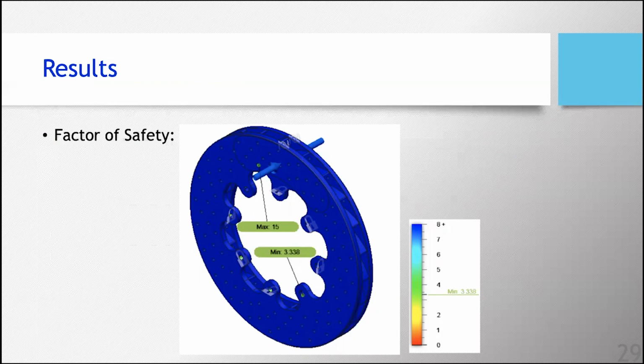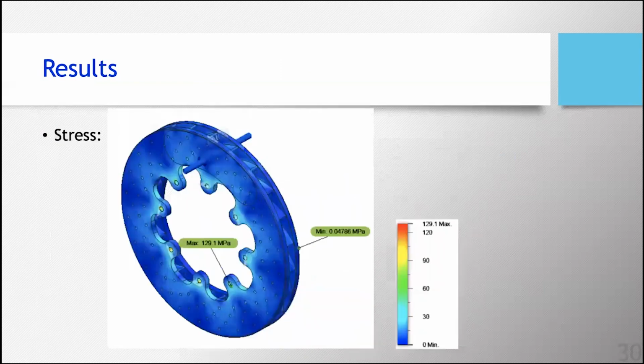This is the factor of safety. There is a minimum factor of safety of 3.38 and a maximum factor of safety of 15. And the stresses are distributed likewise. Here we can see the bolt holes are the major stress points, but in reality that might not be true, because we are not going to lock the wheels, as we will ensure that the vehicle does not skid.